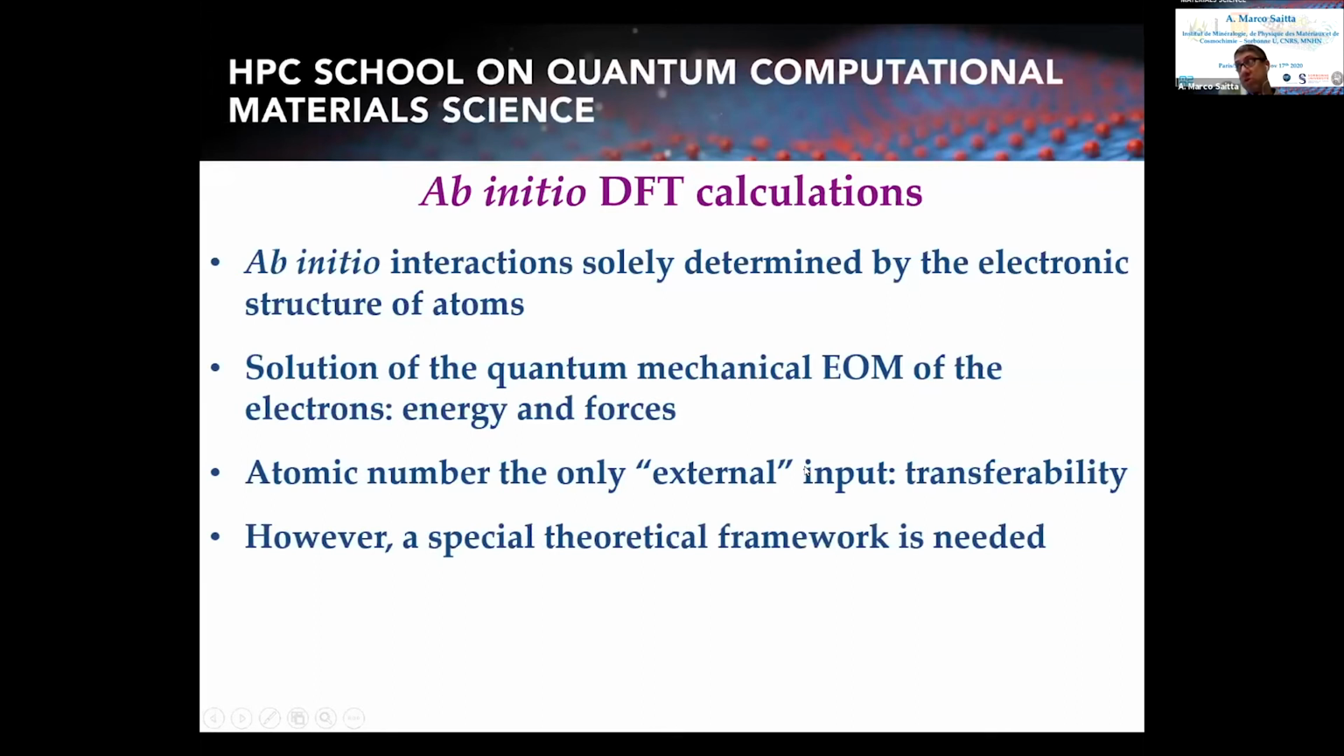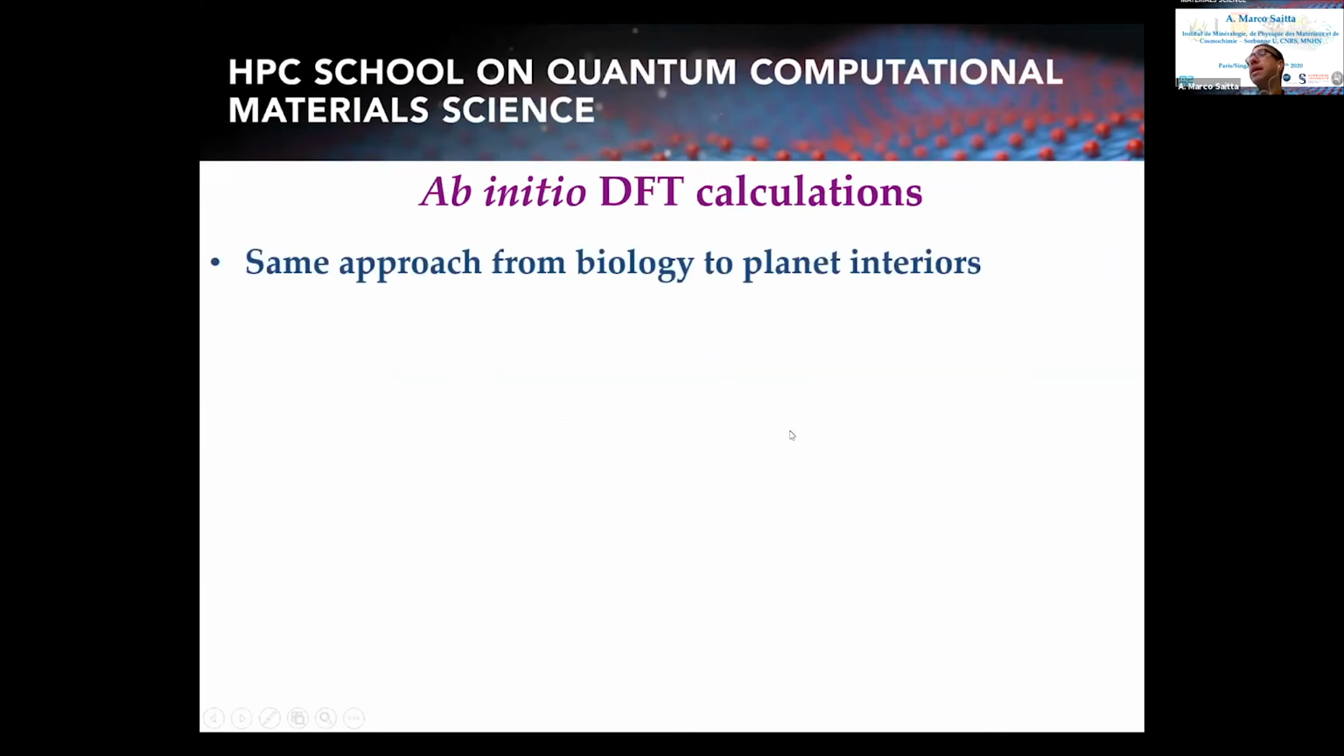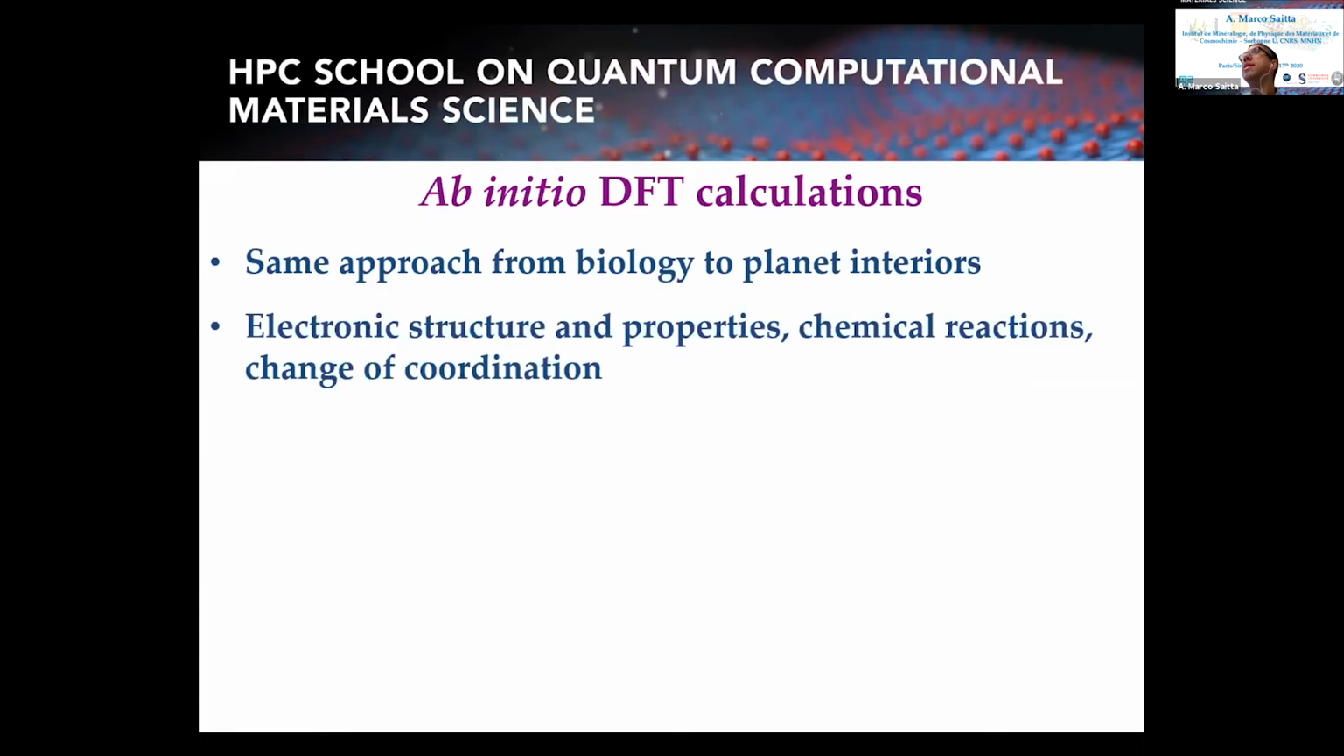And of course, to do that, we need a special theoretical framework, that is the framework of DFT. The advantage of doing ab initio calculations is that we can use the same approach throughout disciplines. We can do biology a little bit, planetary interiors, and also, of course, materials science, just with the same framework, even the same calculation code.